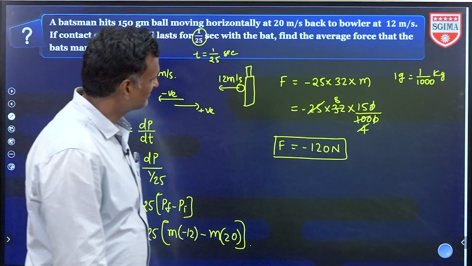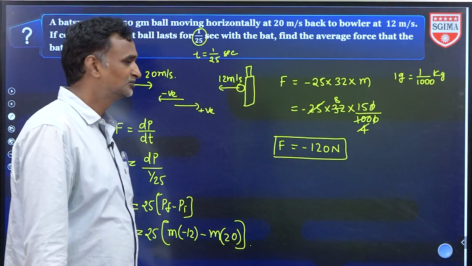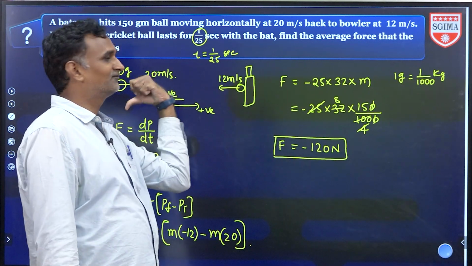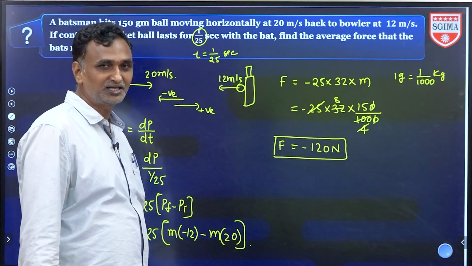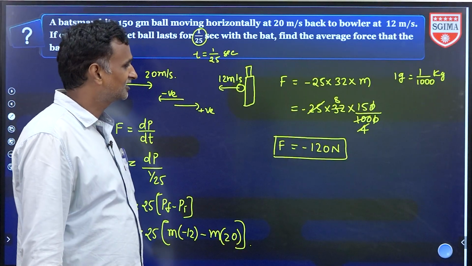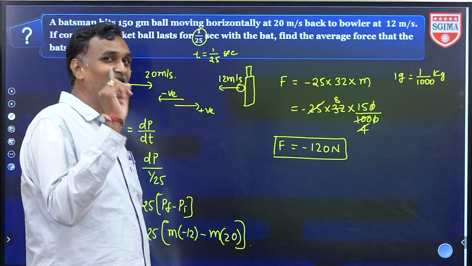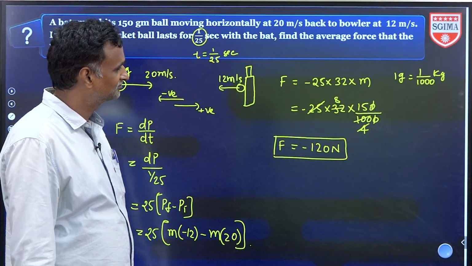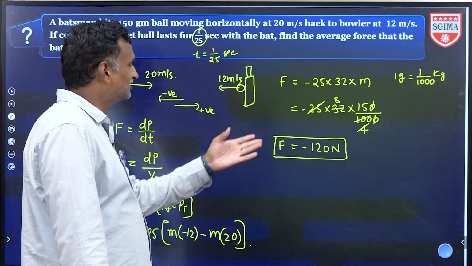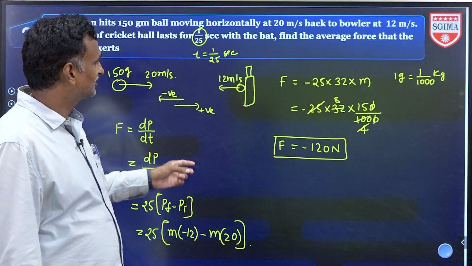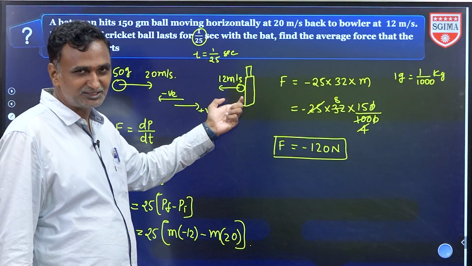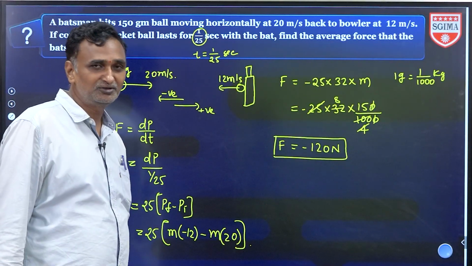This much force will be exerted by the bat. In which direction is it exerted? Left side. So that's why minus came here. Okay, na? So minus came in the answer means it explains the direction in which it is acting. So now this is the answer, and the way of procedure we can solve is: change in momentum is involved first, then divided by time explains the force.